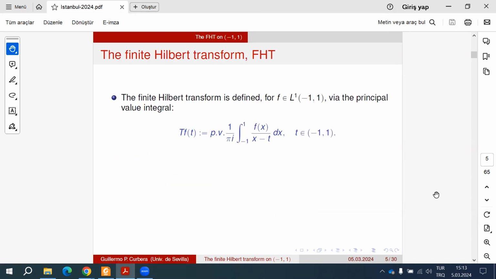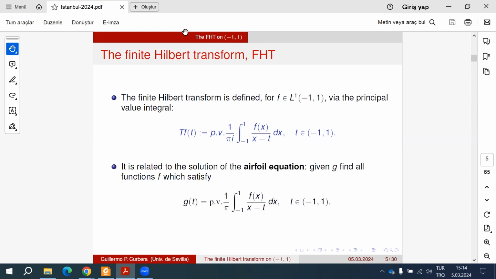So what is the finite Hilbert transform? Well, we are working in the interval (-1, 1) all the time. So this is not the real Hilbert transform, which is on the full line. This is an operator defined by a principal value. We integrate the function f(x) with this kernel. This operator can be shown to be meaningful for every function in L1.